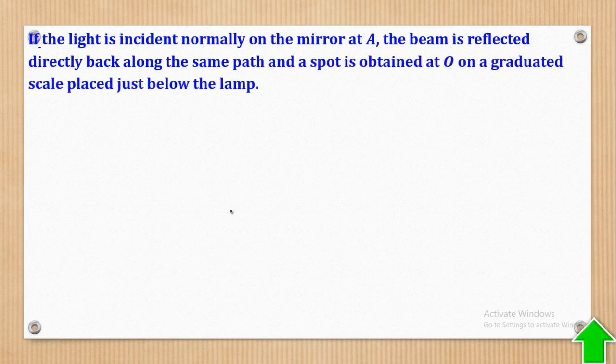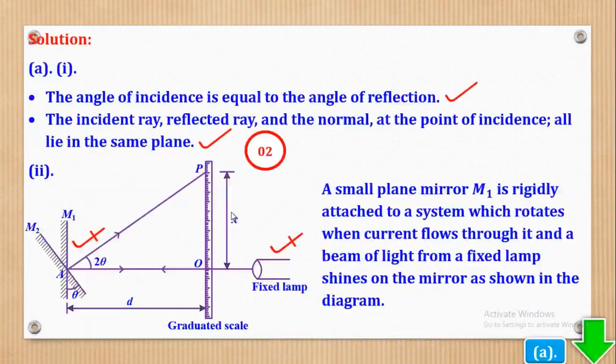So here comes that if light is incident normally, meaning perpendicular, on the mirror at A, the beam is reflected directly back along the same path, and a spot is obtained at O on the graduated scale placed just below the mirror. Remember that. So this is the beam. Normally it is reflected back to meet the graduated scale at point O.